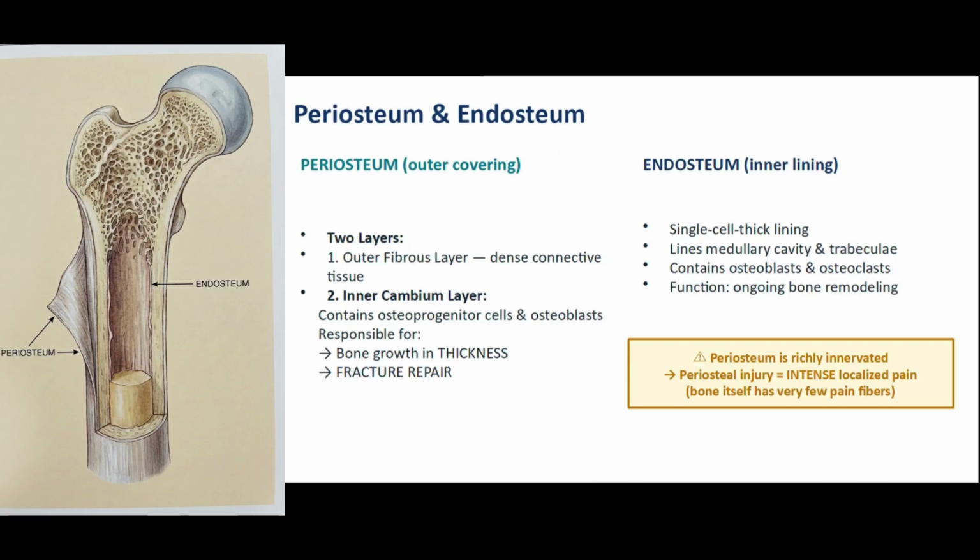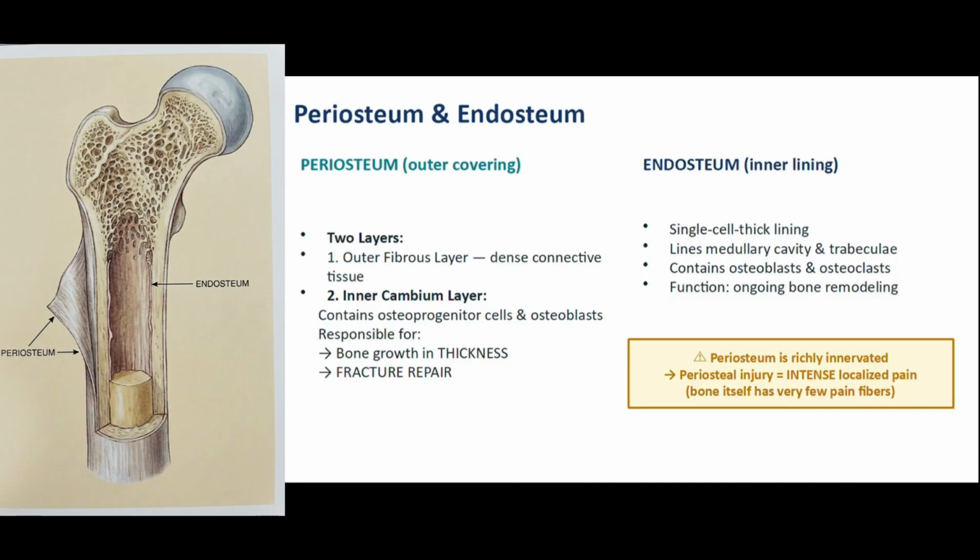Let's talk about the layers of bone. The bone has mainly two layers. One is periosteum and one is endosteum. The periosteum means the outer covering of the bone, and the endosteum is the inner covering of the bone. And every bone is covered by a membrane called periosteum on the outside and lined internally by endosteum.